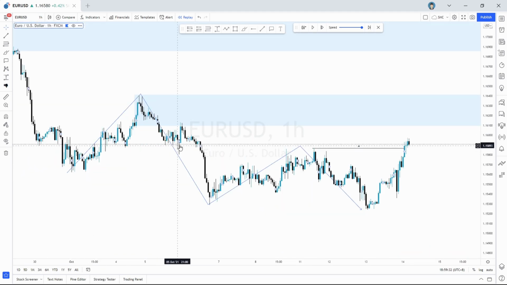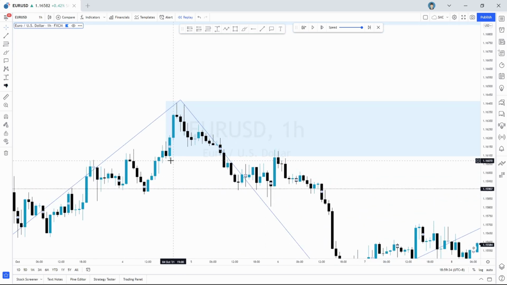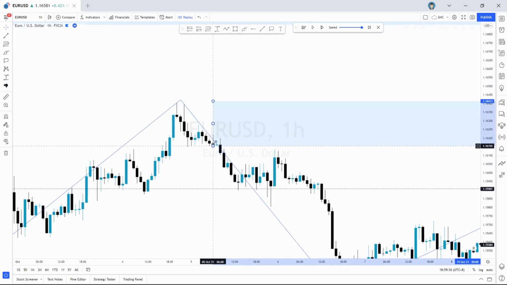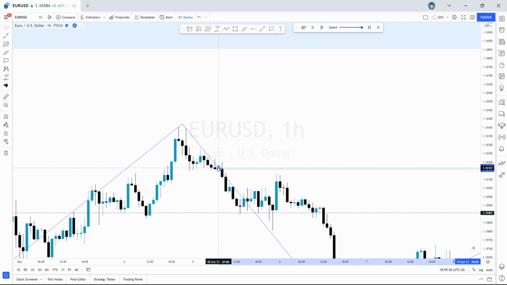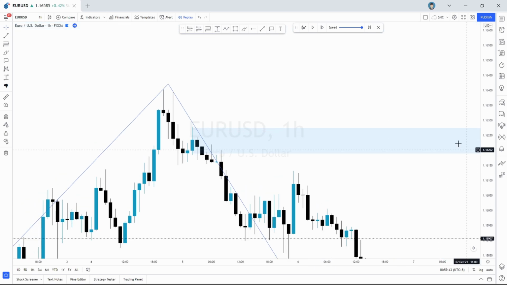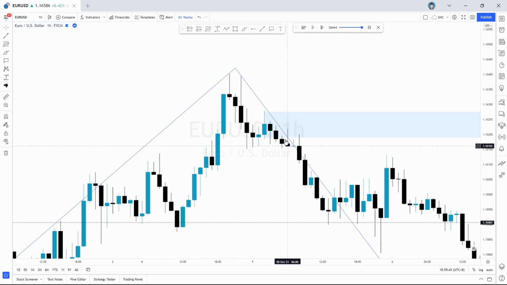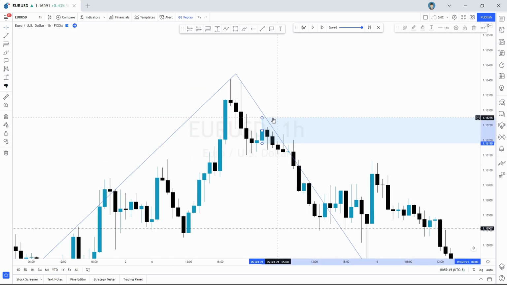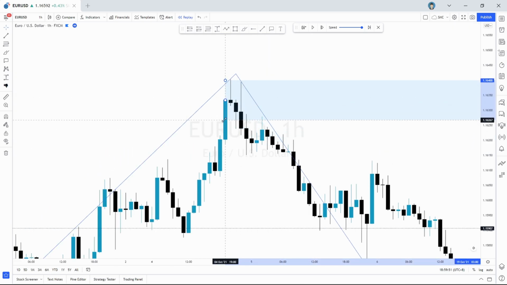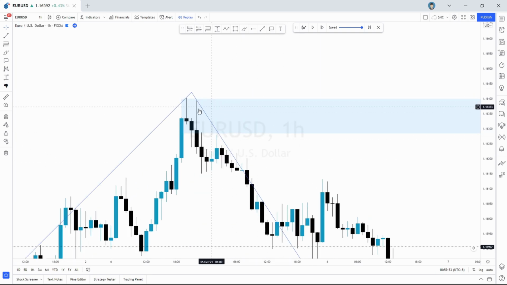Now we can go on lower time frames to look for more refined supply zones that haven't been mitigated yet. Now let's go to the 1-hour. As you can see, on the 1-hour we have this supply zone here and this supply zone here. This one got mitigated. Price went below it, then tapped in, then continued to the downside.